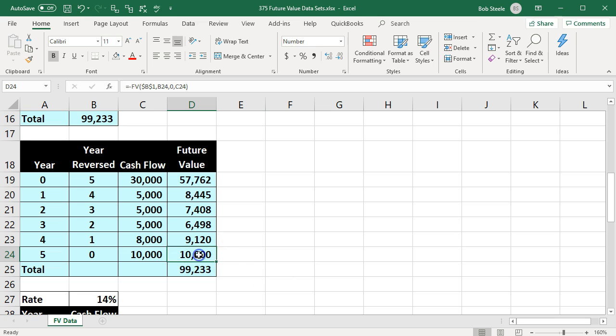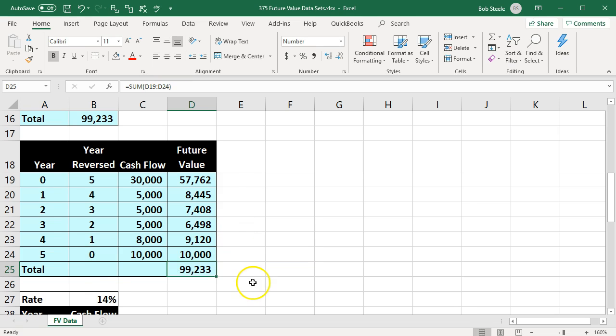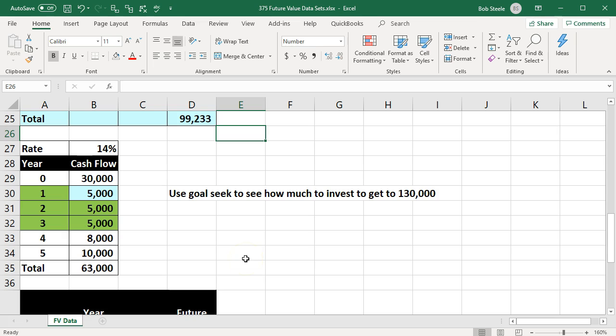And it even puts a formula here. It still comes out to 10,000, of course, because we're at year 0. So those are a couple ways that we could see that type of payment.